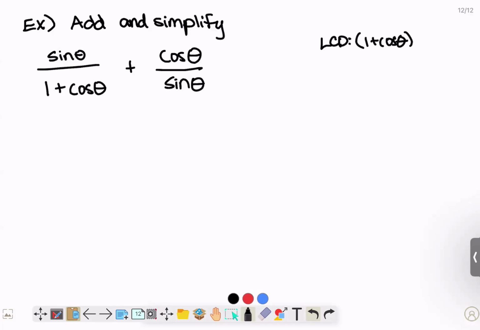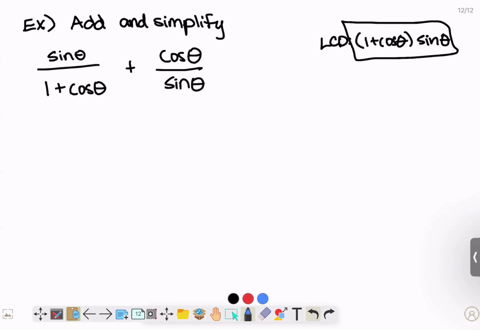And sine theta is a factor, so the common denominator has to have that also. So this whole thing is our common denominator. So how are we going to rewrite these fractions so that they both have this as the denominator? Well, we're just going to multiply by whatever's missing. Whatever it doesn't have, it needs, we're going to multiply by it on the top and the bottom to make sure we're not changing the value of the fraction.